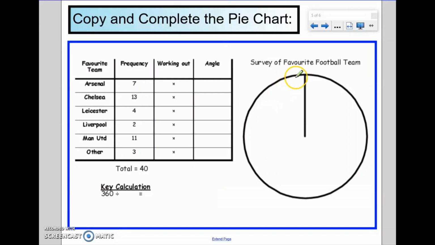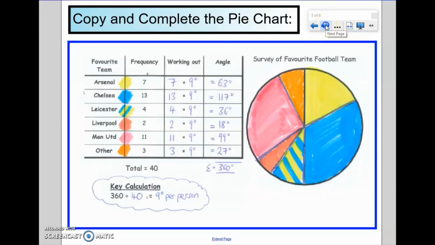Okay, welcome back. I'll show you through my final pie chart. So again, the total of my frequencies was 40. So 40 people were included in this data, in this survey. 360 divided by 40 tells me that I'm once again dealing with 9 degrees per person.